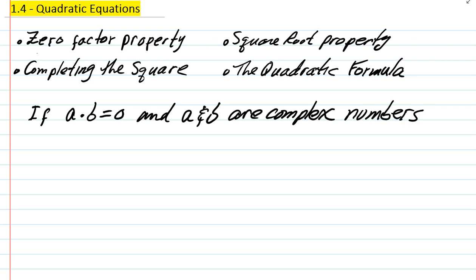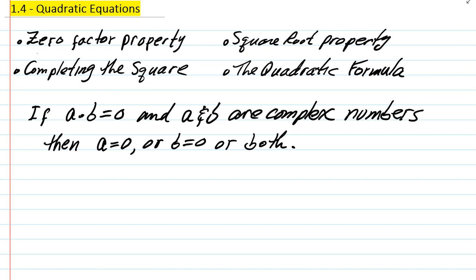So suppose we have a product of two numbers that's equal to 0. Then for sure, at least one of them, if not both, has to be 0, correct? The first one could be 0, or the second number could be 0, or both of them could be 0. So that's all the zero factor property is.